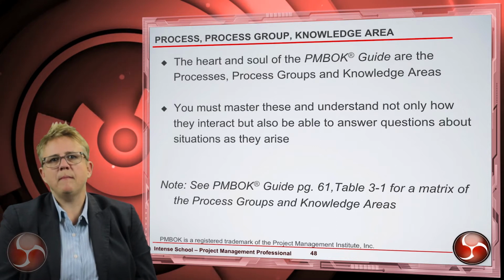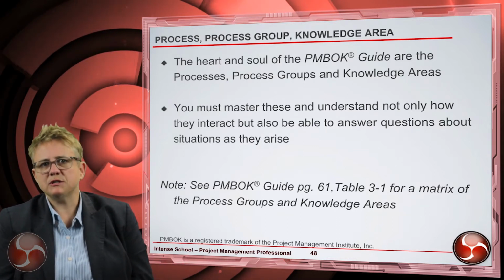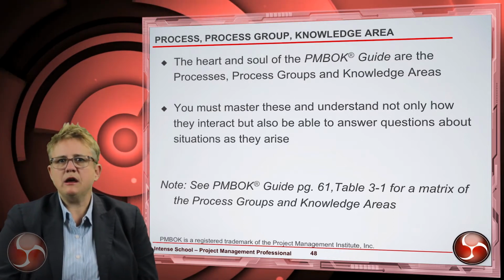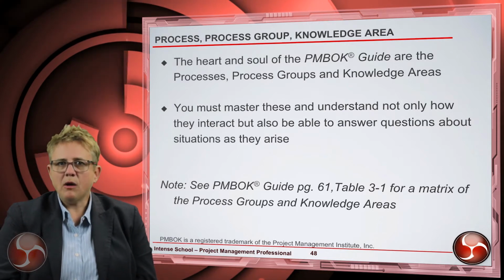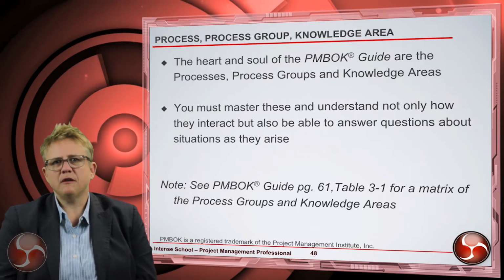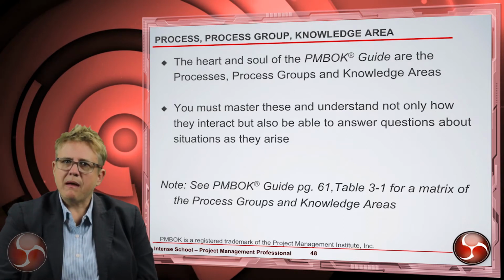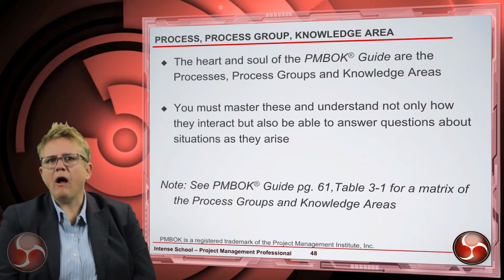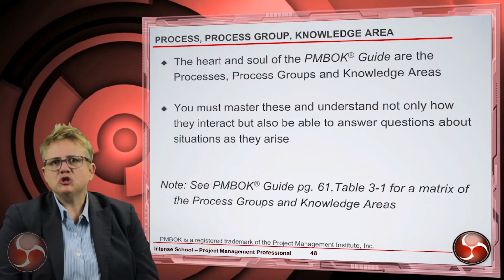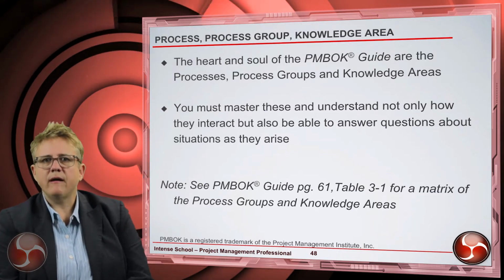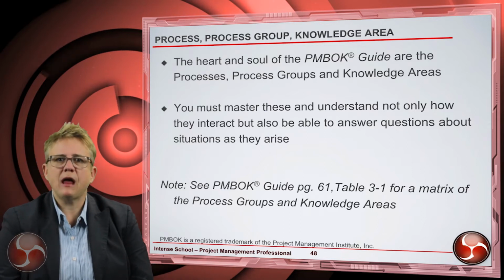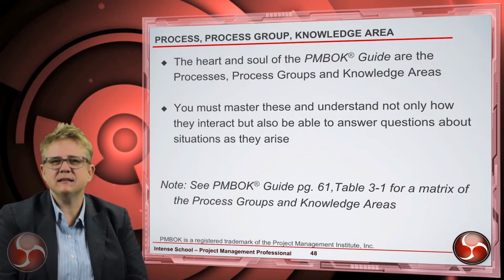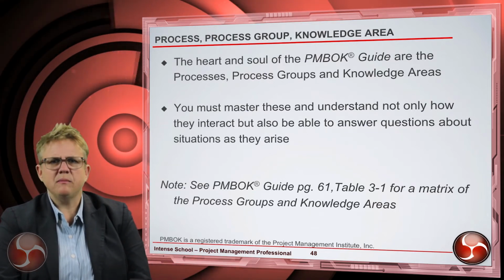The heart and soul of the PMBOK Guide, absolutely: the processes, the process groups, and the knowledge areas. As a matter of fact, the PMBOK is arranged based on knowledge area. And when we talk about knowledge areas, we're talking about those categories of specialty, perhaps, that a project manager should bring. For instance, a special understanding of cost or of quality, procurements, and so on. So these are the areas of knowledge that a project manager should have. The process groups are the categories of processes. Let's go ahead and move on, and hopefully this will make a little bit more sense.